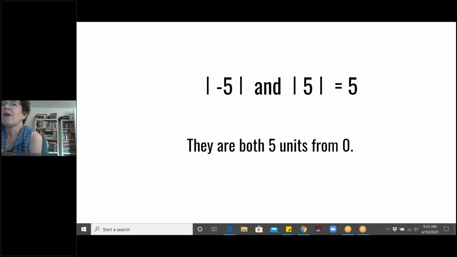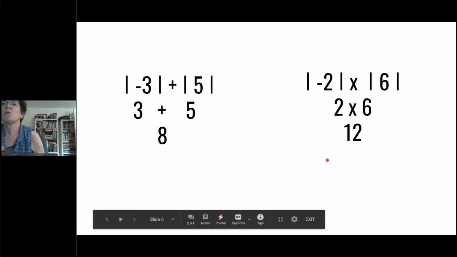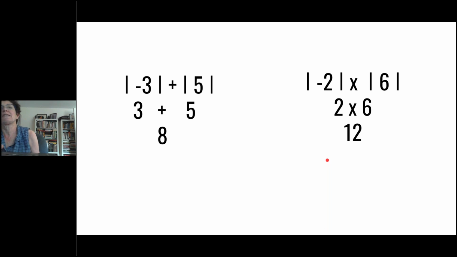So the absolute value of -5 and the absolute value of +5 are both 5. So how does that work when we see it in an expression? If we have the absolute value of -3 plus the absolute value of 5, we just simplify and carry on with the work that we're doing. The absolute value of -3, remember, we're just talking about how far a number is from 0. I don't care if it's in the negative direction or the positive direction. That's not important to me. So it's just 3 plus 5. And then that simplifies to 8.